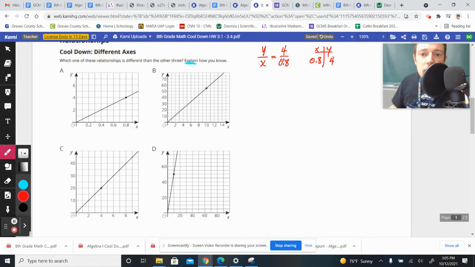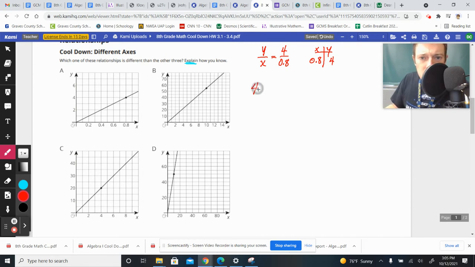If we find the constant of proportionality for all of these, we should be able to compare and then look at the comparisons to explain how we know which one's different. So let's do the first one. We already got it set up here. There's a trick for this first one. This is A, by the way.